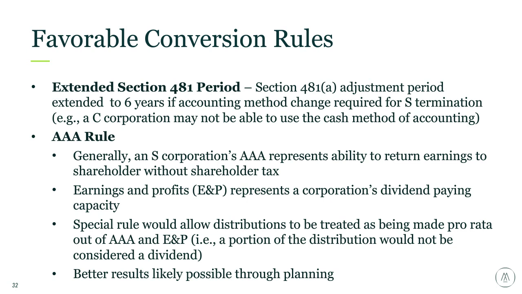And that portion of the distribution that can be treated as out of AAA is going to be based on the ratio of that corporation's AAA versus the E&P that it will start tracking after it becomes a C corporation, or that it had prior to becoming an S corporation.